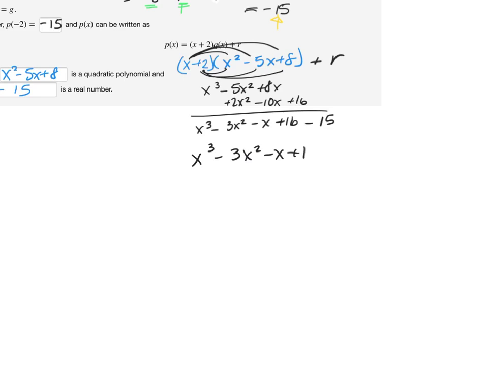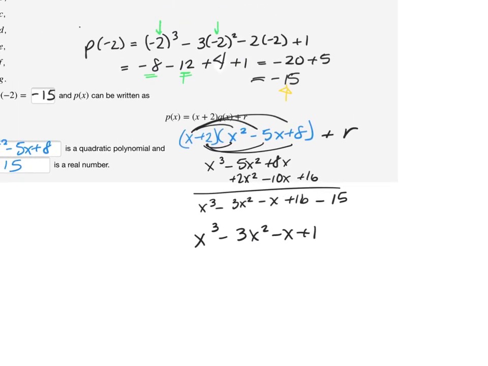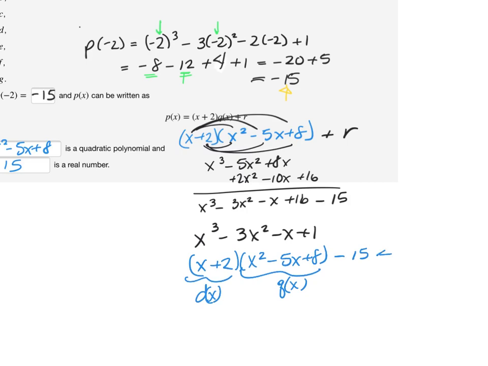And I can write my polynomial as x plus 2 times x squared minus 5x plus 8, plus my remainder, which is negative 15. This is my quotient, that's my q of x. That's the value I found when I did synthetic division. This is my divisor, d of x. We call that the divisor in class. And this is my remainder. So I can write my polynomial as this, but it's also equal to this. And the whole reason that we do this is it sets us up to be able to factor.